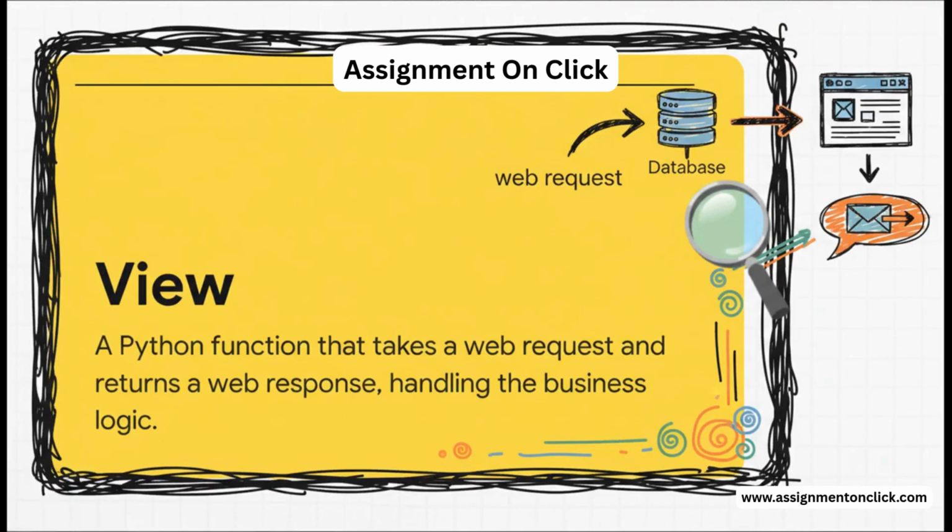So what exactly is a view? Well, at its heart, it's really just a Python function. That's it. It takes in the user's web request, it does some thinking, it figures out the business logic. Maybe that means grabbing some data from a database or checking if a user is logged in, and then it decides what kind of response to send back.